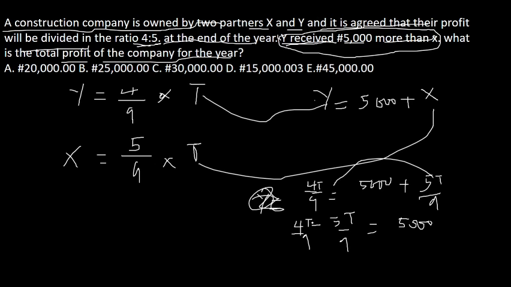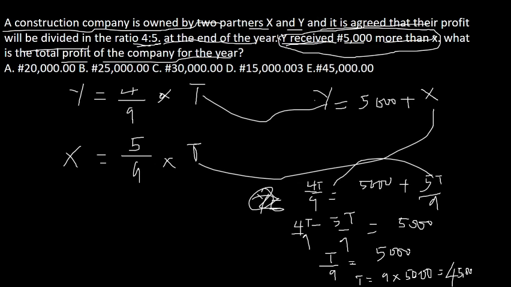In that case, we need to simplify this equation. Just simplify. You will get your answer to be T all over 9, is equal to 5,000. So what is our T? Our T is equal to what? 9 times 5,000, which is equal to what? 45,000 naira.